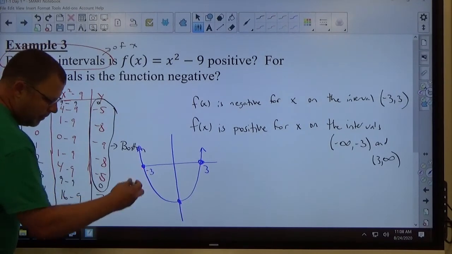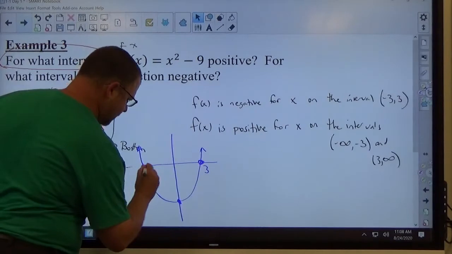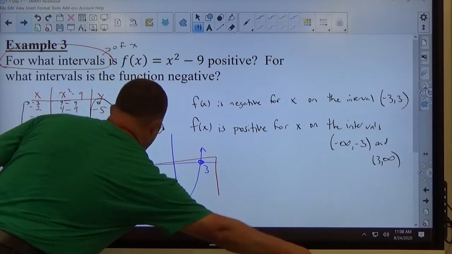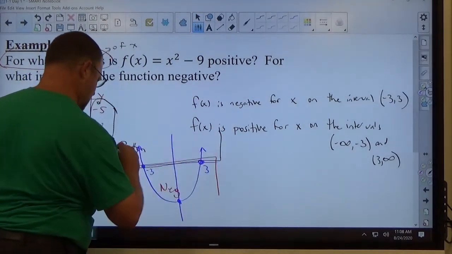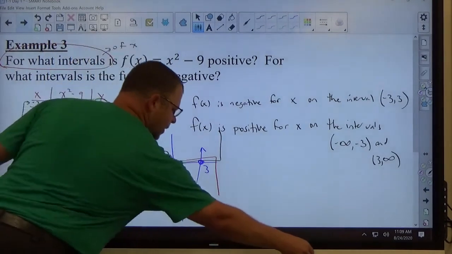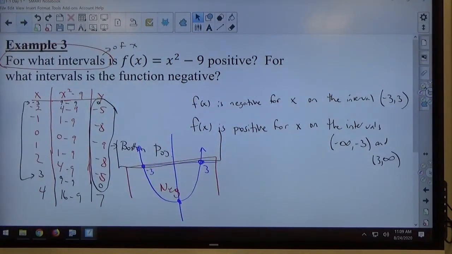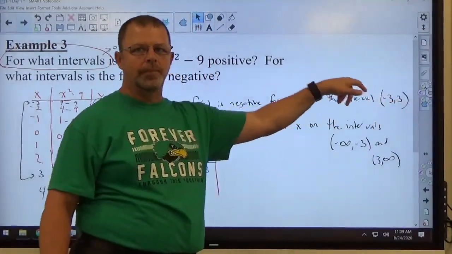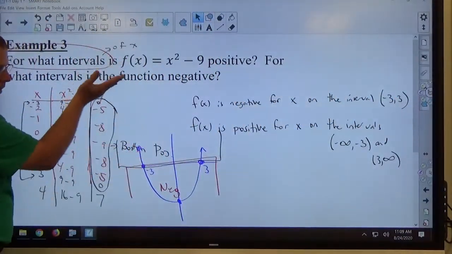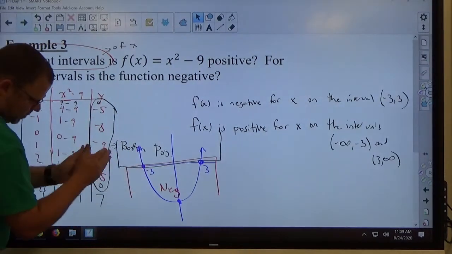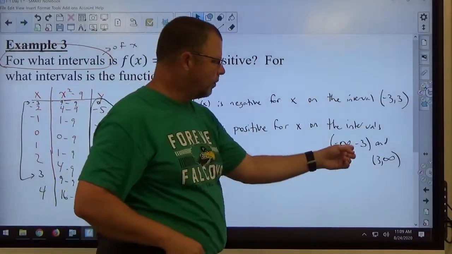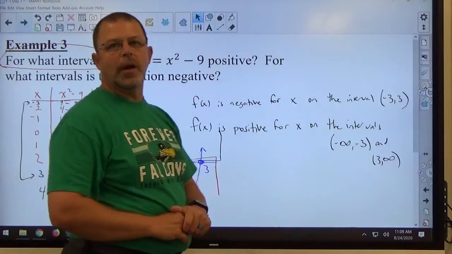So the graph is below the x-axis. Here's the x-axis. Down here is negative, and up here is positive. Yeah, that's what y is about. Y is negative below, y is positive above. So from -3 to 3, the graph's below, so it's negative from x equals -3 to x equals +3. From -3 to -∞, all the way, again, x over here, the graph's above. From 3 to infinity, the graph's above. So from -∞ to -3, and from 3 to infinity, the graph's above, so it's positive.